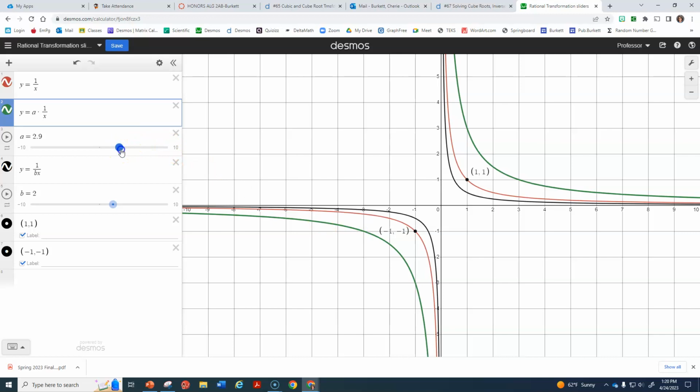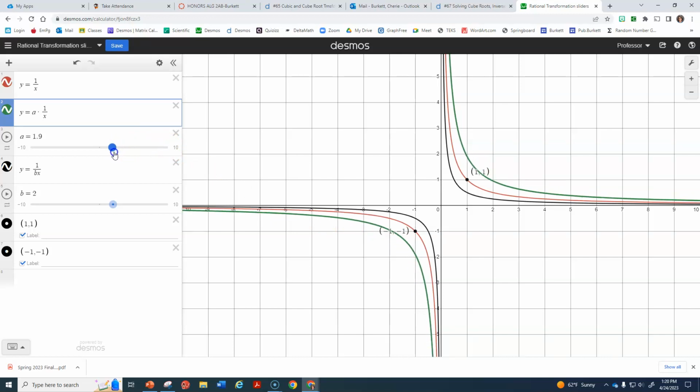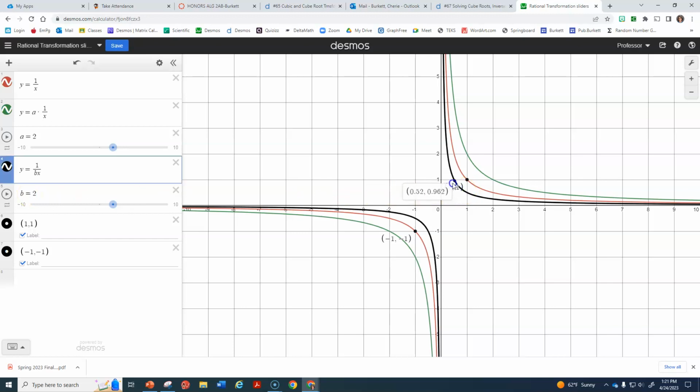Okay, so we were originally considering a is 2 and b was 2. We saw that a caused a vertical stretch. The graph got taller. When b is 2, it's going to cause a horizontal compression. What happened with b right here, it changed the x value. The point was (1, 1). Now it's (0.5, 1), or (1/2, 1). Why? Because the b changes the x values.